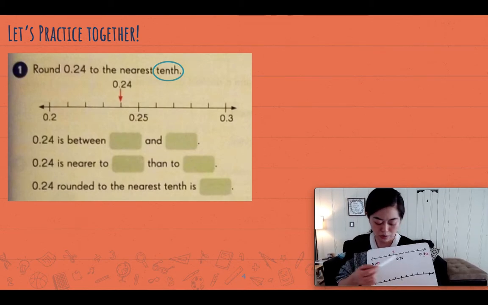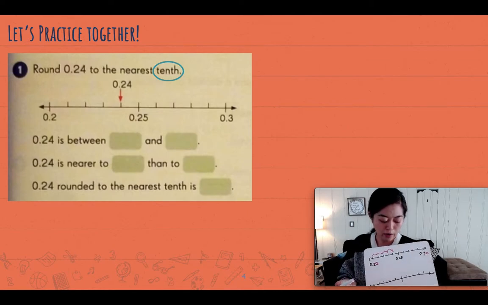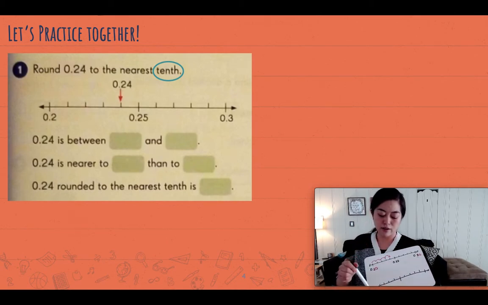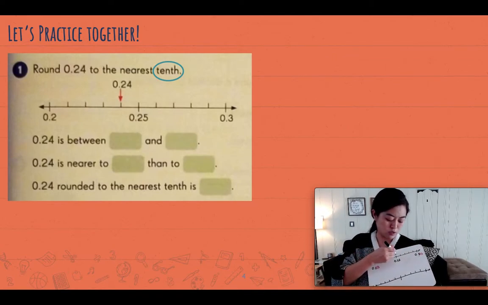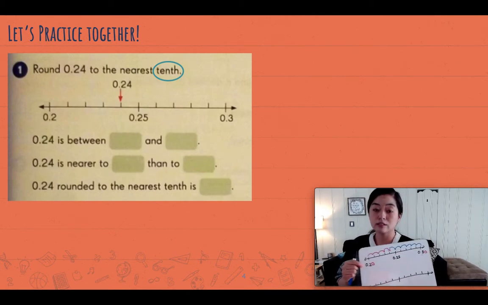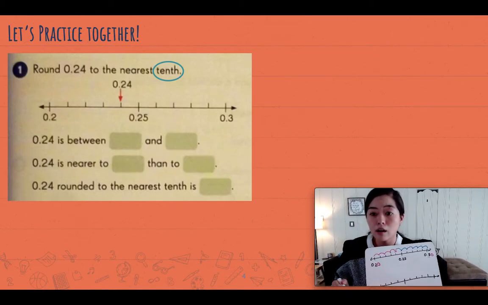It's nearer to 20 hundredths, right? Because I see here it's 1, 2, 3, 4, 4 hundredths away. But from this other end, let's see, it is 1, 2, 3, 4, 5, 6 hundredths away. So it is definitely closer to this hundredths. So 24 hundredths rounded to the nearest hundredth is 20 hundredths here. But our problem doesn't say to round it to the nearest hundredth. It says to round it to the nearest tenth.